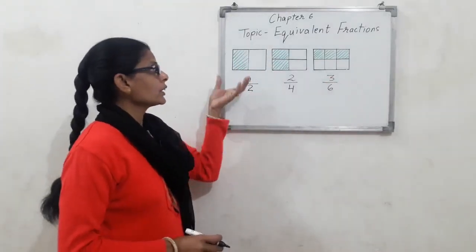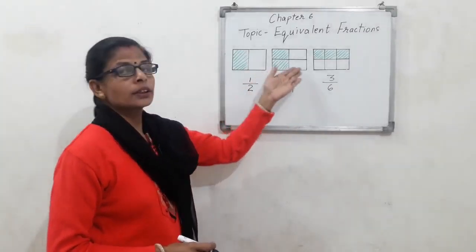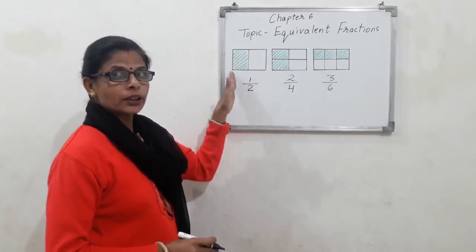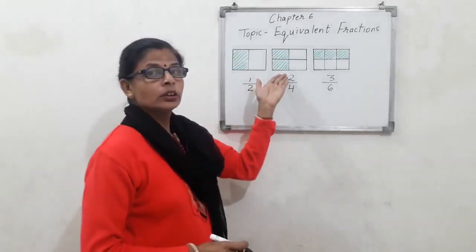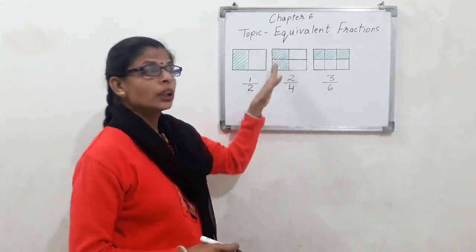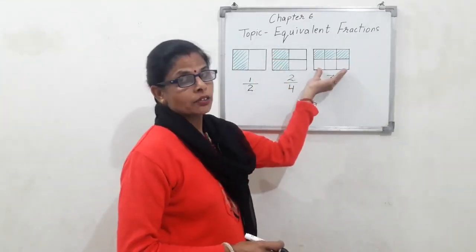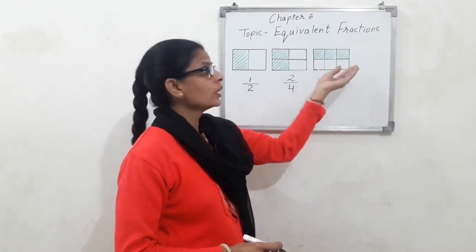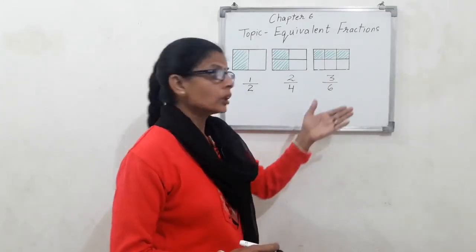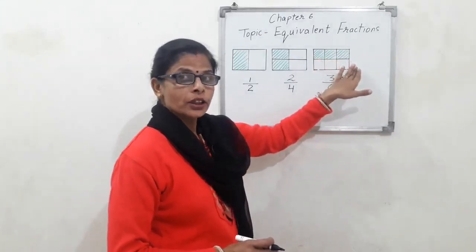Now, when we see all the 3 rectangles, what do we see? In the first rectangle, half of the part is shaded. In this one also, it is divided into 4 parts and 2 parts are shaded. That means it is also half shaded. Next, this rectangle is divided into 6 equal parts and 3 parts are shaded. This means this is also half shaded.